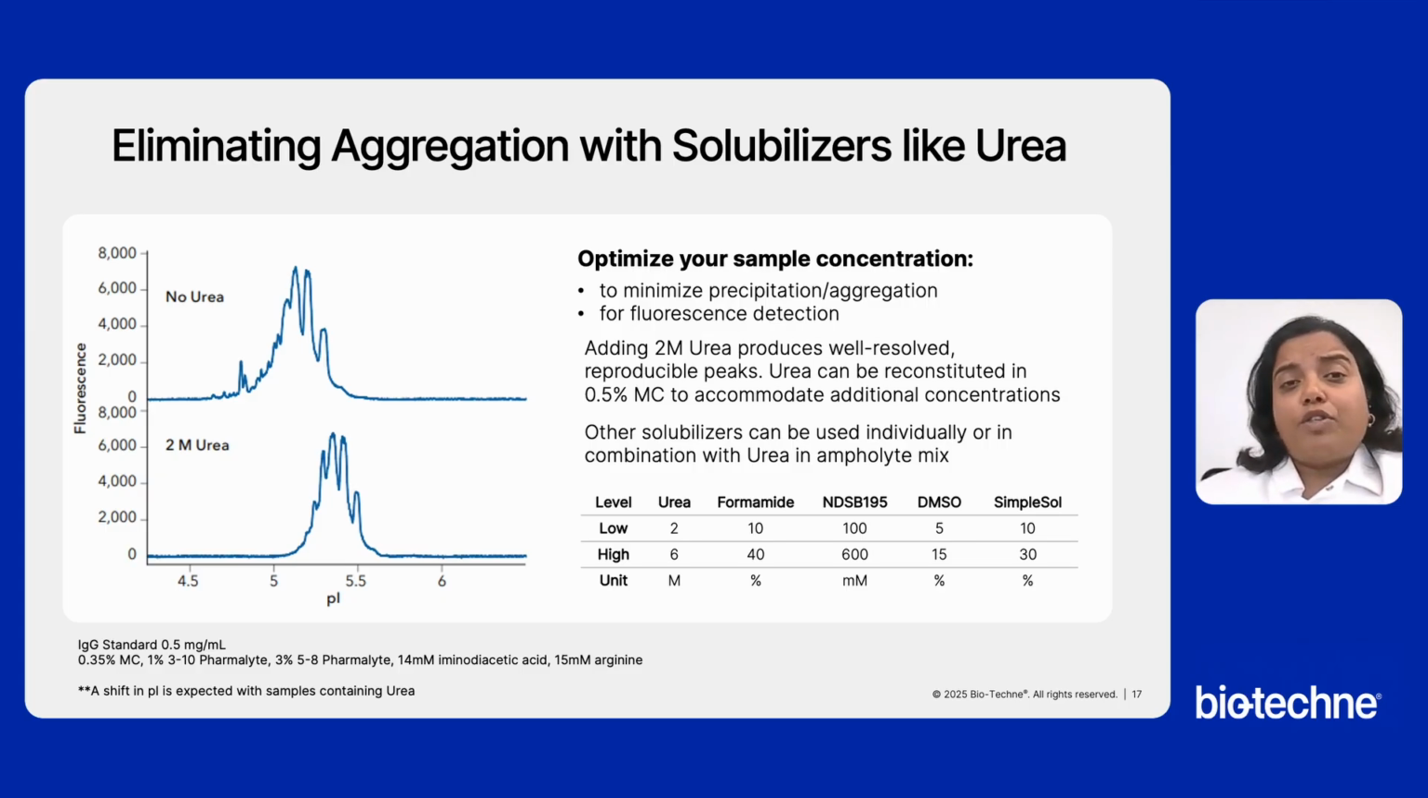Urea, a common solubilizer, can be reconstituted with 0.5% methyl cellulose instead of water to accommodate additional concentration amounts. And there are other solubilizers that can be individually tested or used in combination.